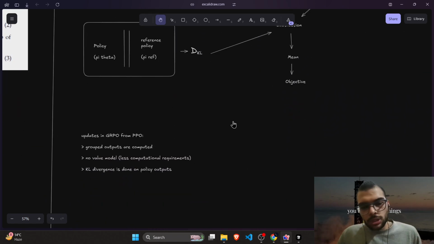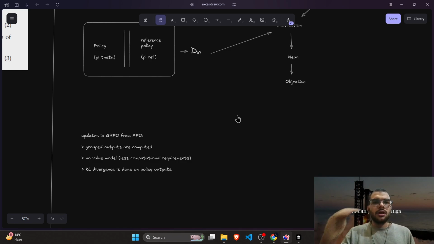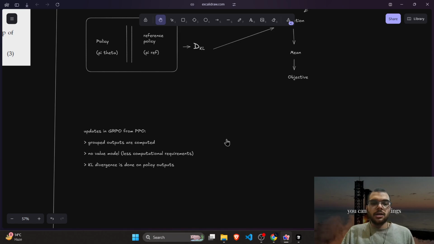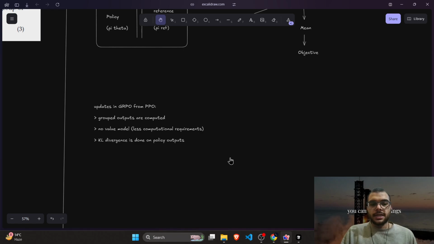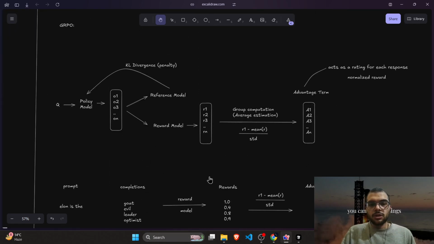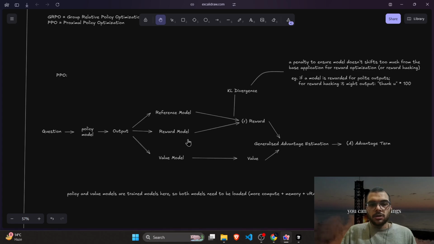And then what is the difference between GRPO and PPO? So in GRPO, we have grouped outputs. As you see, for every question, we have a list of outputs. Then there is no value model, so it is less computational, compute efficient. We can easily run it. We run the GRPO algorithm on data, and then KL divergence is done on the policy outputs rather than the reference and reward model outputs, which were done earlier in the PPO algorithm.